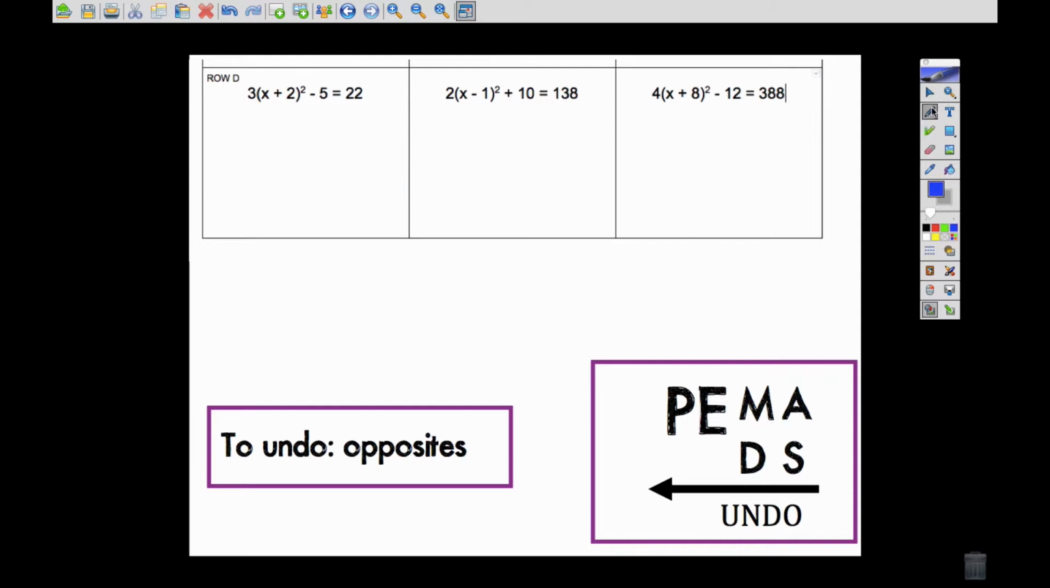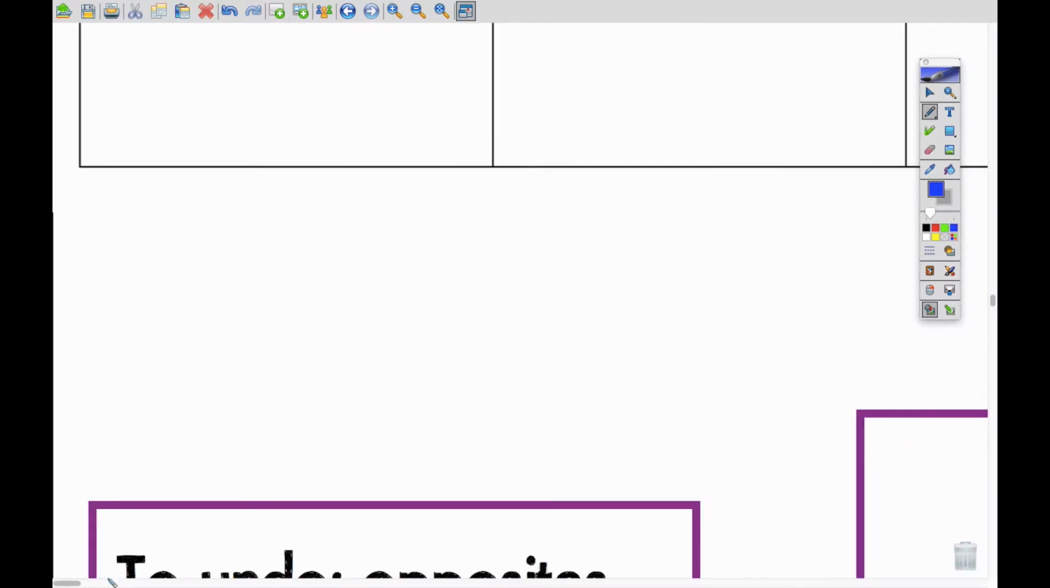So I am looking at this first equation, and I am noticing multiplication. The 3 is being multiplied. I am noticing parentheses and exponents. I am noticing subtraction. So I have to undo all of these things. And to undo, we go ahead and do the opposite. So let's tackle this one.